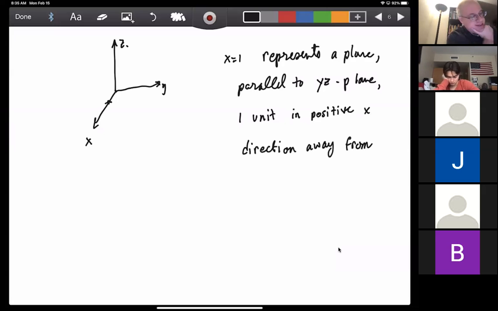So I'm going to try to say this precisely. So the same equation can represent different things depending on which space you're trying to work in. So always keep that in mind, be precise.